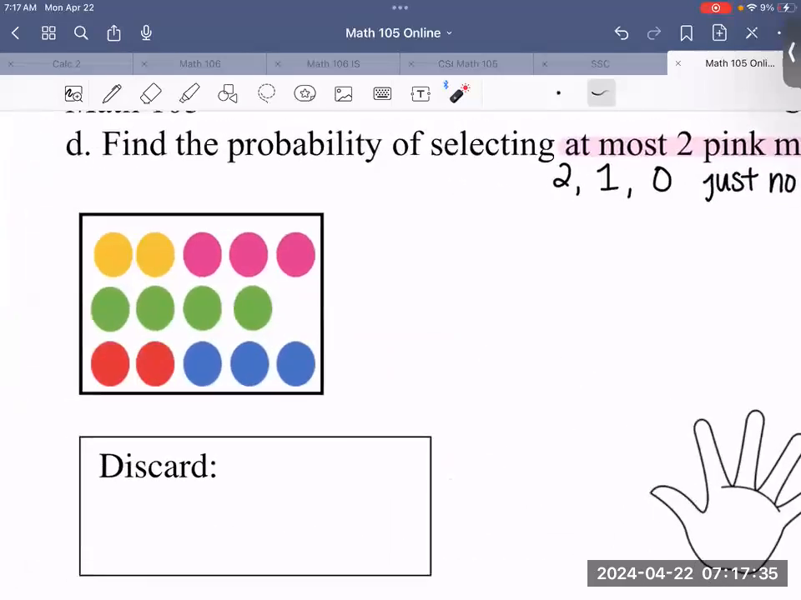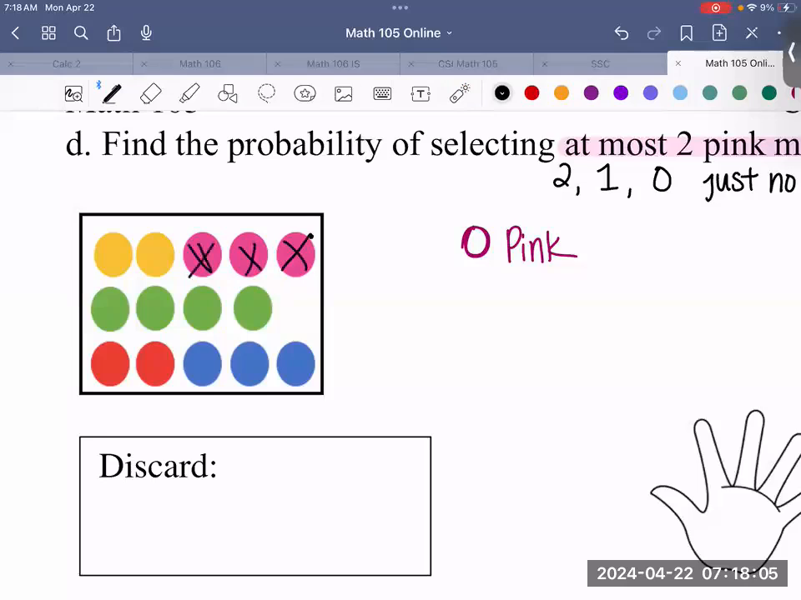So I'll show you one way to do it and then we'll show you another way. So our first scenario just means we could start with 0. I want to start with 0 because most students forget 0. So 0 pink. So, right, at most 2 means no more than 2. So if you're not allowed any pink, we can discard all 3 pinks, 1, 2, 3, and put them here.